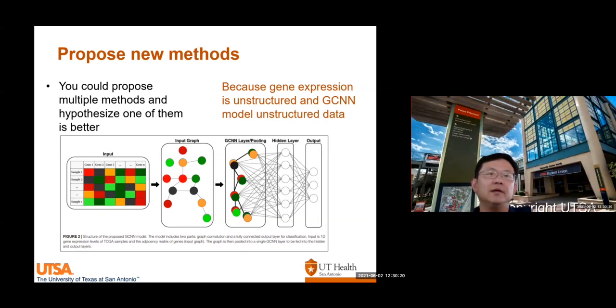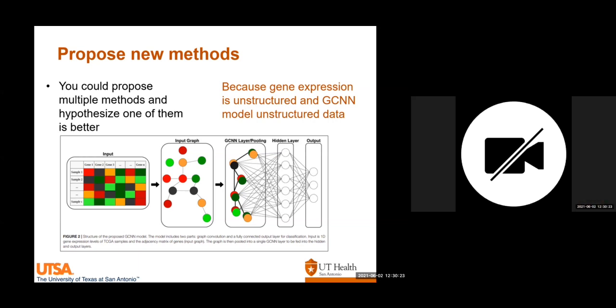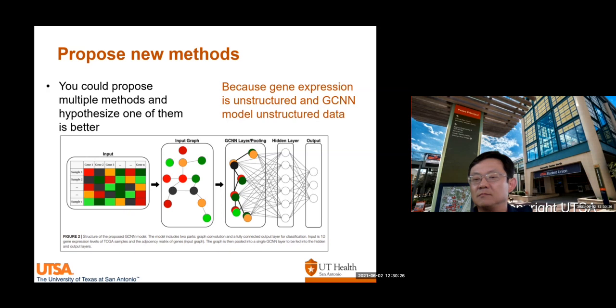Okay, thank you. Okay, so in our case, as I said, the challenge is that the existing approaches and methods don't really model the unstructured data. And we see that GCN, the Graph Convolutional Neural Network, is a model that was specifically proposed to model unstructured data. So we have the hypothesis that GCNN can model unstructured gene expression data, therefore resulting in improved prediction accuracy. As a result, we focus on only one method, this GCNN model.